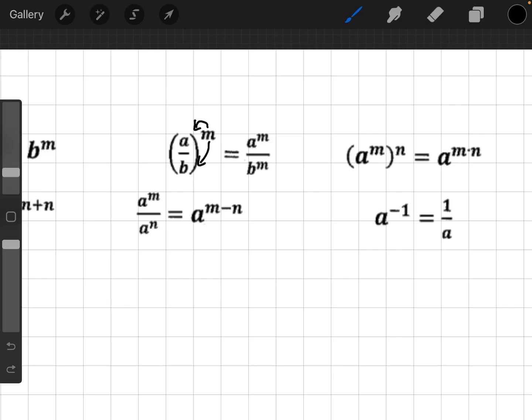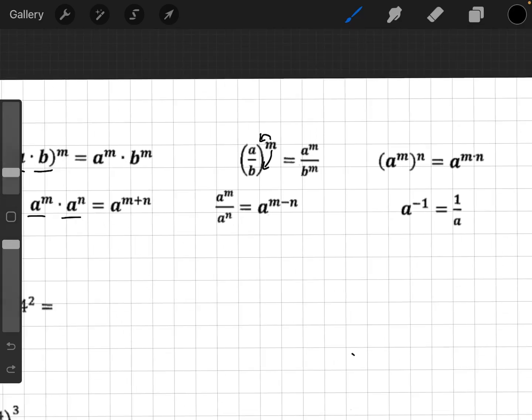It's a to the power of m over a to the power of n. A to the power of m over a to the power of n will equal a to the power of m minus n. And a to the power of negative 1 will equal 1 over a. So we're just taking the reciprocal of this.